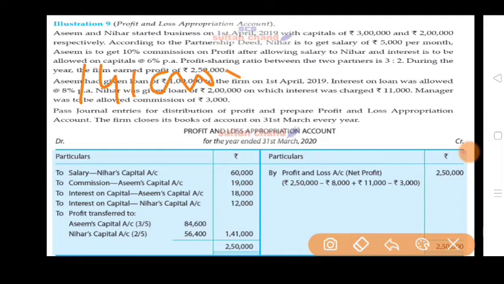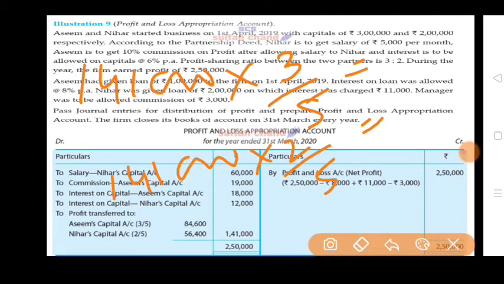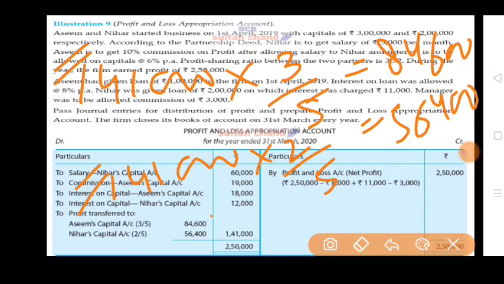So 1,41,000 into 3/5, and 1,41,000 into 2/5. This is of Asim and this is of Nehar. So 1,41,000 into 3/5 is equal to 84,600, and 1,41,000 into 2/5 is equal to 56,400. We will distribute this as profit among Asim and Nehar.